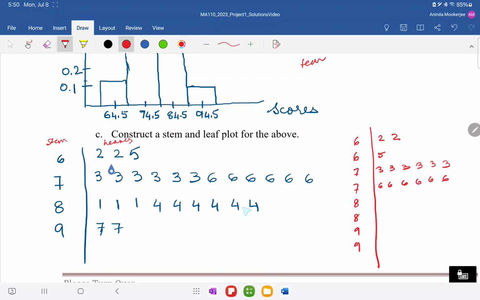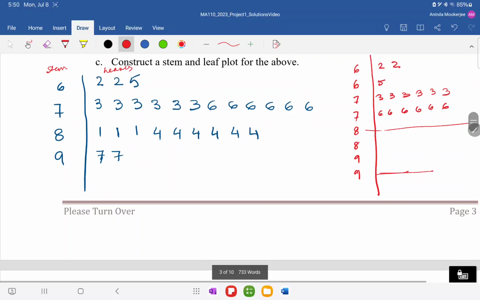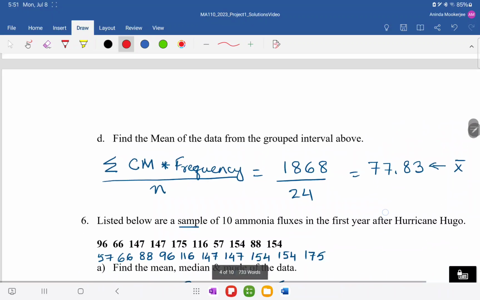All right, likewise for 8, of course, everything will go in the first one here, and for 9 it'll go here. Both the leaf digits are 7, so you could do it either way, up to you. Again, make sure you put a title to it, like the stem and leaf plot for the scores of 24 students or something like that. All right, so that is the question, well, there's another part. I forgot about that.